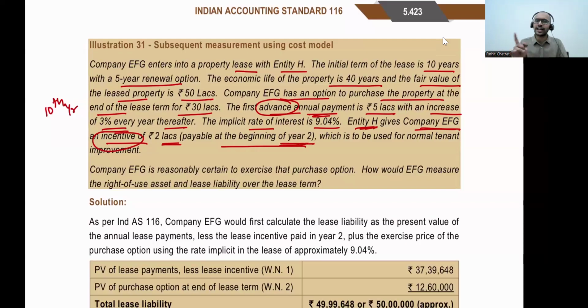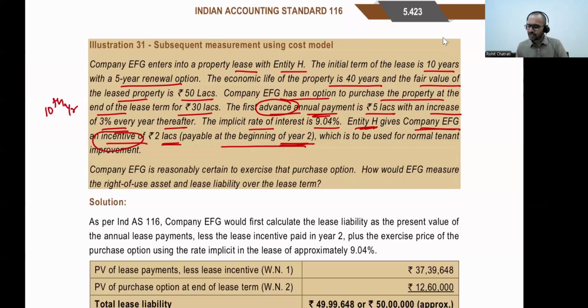Beginning of year 2 or end of year 1, both of them are the same. So at the beginning of year 2 or end of year 1, entity H is going to make a payment to EFG of rupees 2 lakhs. In other words, EFG will receive 2 lakhs at the beginning of year 2.